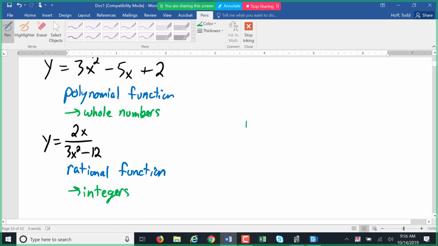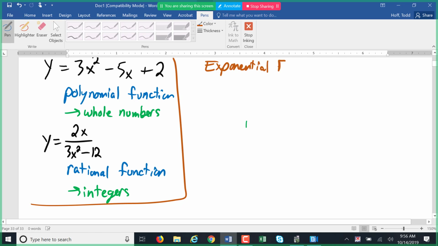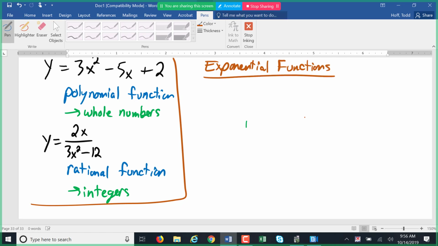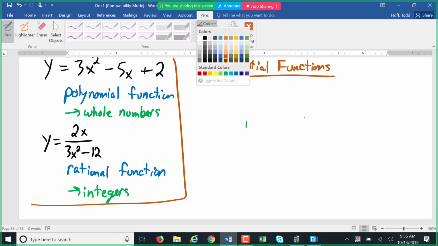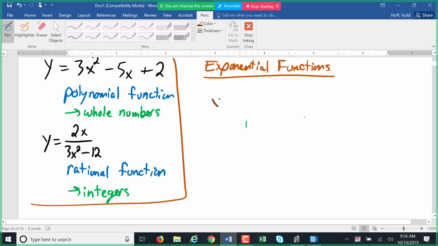When we're talking about exponential functions, we're not talking about either of those. When we talk about exponential functions, we're going the next step to where the power of the function is not an integer or a whole number. The power is the variable, usually x. So y equals 3 to the power of x, or f of x equals 3 to the power of x. That's an exponential function.